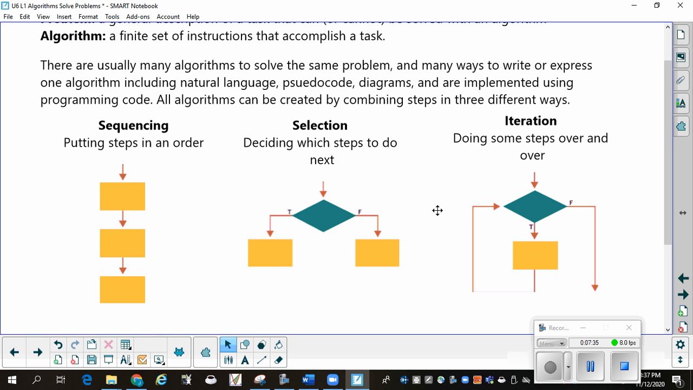And then there's iteration. There's doing some steps over and over until the condition is met. Again, once the condition is met, you start doing that process. You check the condition again and again, and when the condition is finally false, you exit the loop or the iteration.